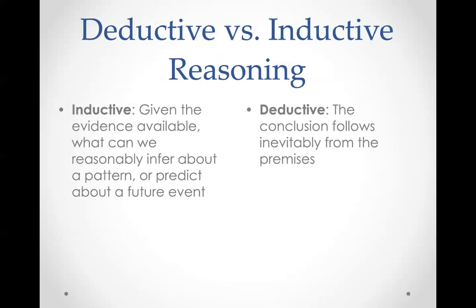So then we have deductive versus inductive reasoning. So inductive reasoning, we're given the evidence available. What can we reasonably infer about a pattern or predict about a future event? So we're extracting a premise or a hypothesis based on observations. We need to make sure that they are complete observations for an accurate hypothesis.